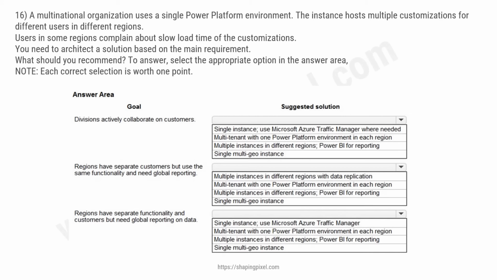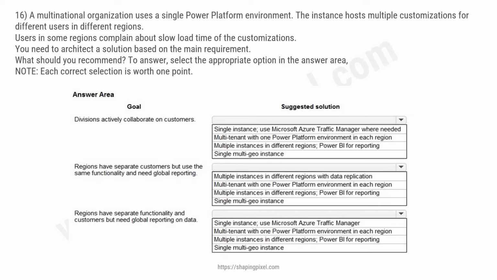Question number 16. A multinational organization uses a single Power Platform environment. The instance hosts multiple customizations for different users in different regions. Users in some regions complain about slow load time of the customizations. You need to architect a solution based on the main requirement. What should you recommend? To answer, select the appropriate option in the answer area. Each correct selection is worth 1 point.